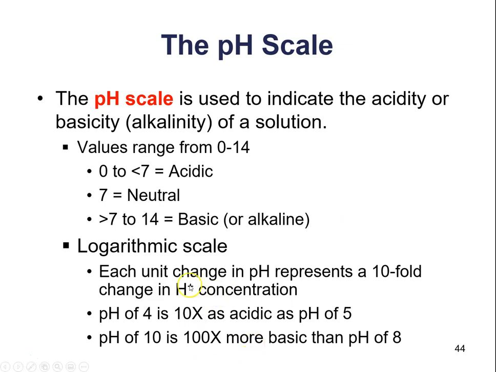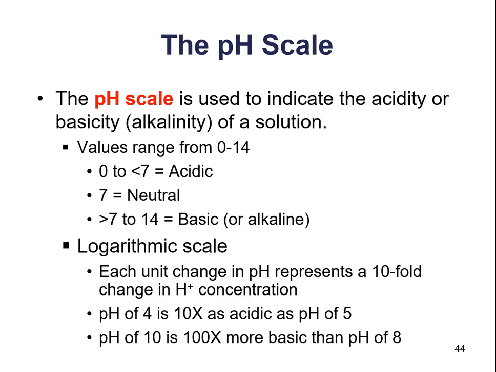Okay, now the pH scale is a logarithmic scale. So each unit of change, meaning going from, say, pH 7 to pH 8, represents a 10-fold change in hydrogen ion concentration. So, right, it's not just a 1-fold change in hydrogen ion concentration, it's a 10-fold change. So here's another example, right? A pH of 4 is 10 times as acidic as a pH of 5. But a pH of 10 is 100 times more basic than a pH of 8 because it's two values on that pH scale, right? So important to understand that.